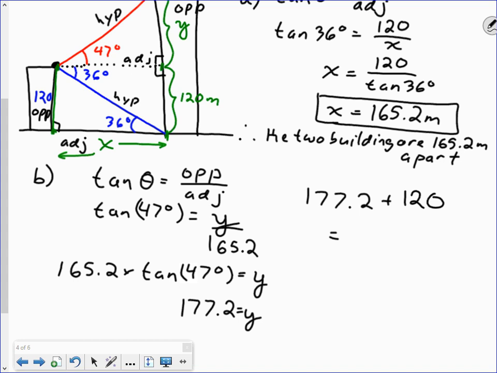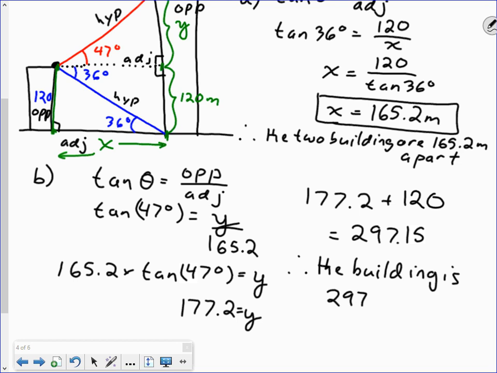And that's going to get us 297.15. So therefore, the building is 297.15 meters tall. So this one is doubly good to put a therefore statement at the end because we've had two parts to our calculation here. So we want to show that we recognize that the 297 is our final answer rather than the 177 that came out of the trigonometry calculation.